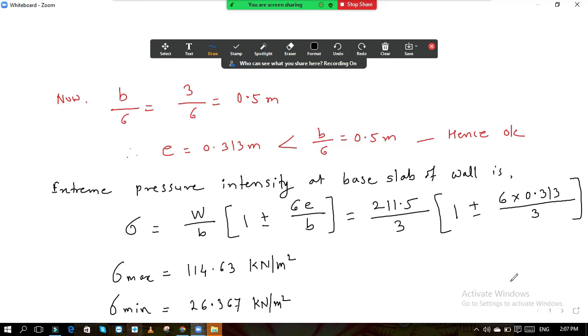Here your first part ends, stability check or stability calculation. The basic of this part is you should check the eccentricity whether it is greater than B by 6 or less than B by 6.